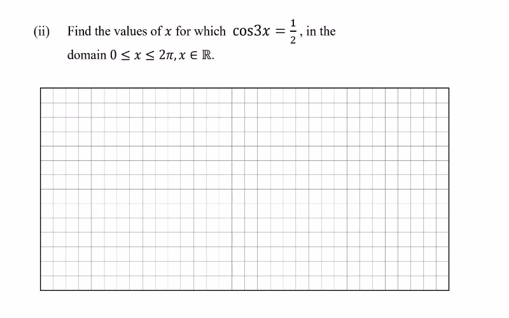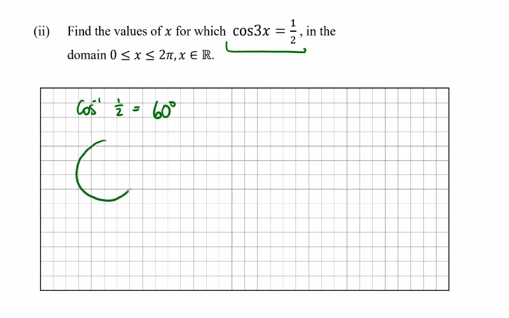Part 2 is solving a trig equation. The cos of something is equal to half. Cos of 3x is equal to a half. So the inverse cos of a half is equal to 60 degrees.